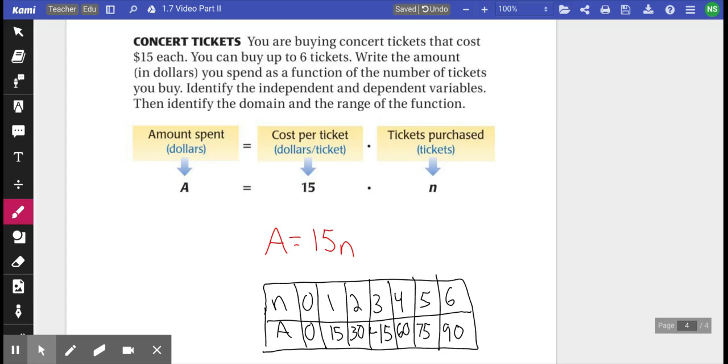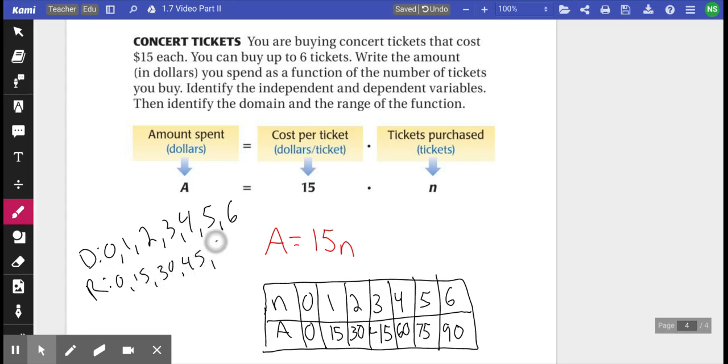So now that I have this function table filled out, I could write my domain as 0, 1, 2, 3, 4, 5, 6. And my range would be 0, 15, 30, 45, 60, 75, and 90.